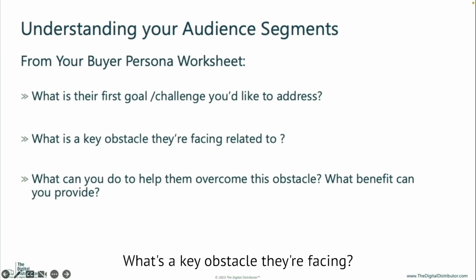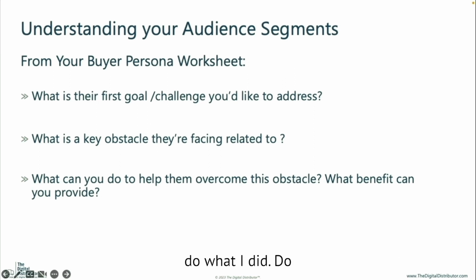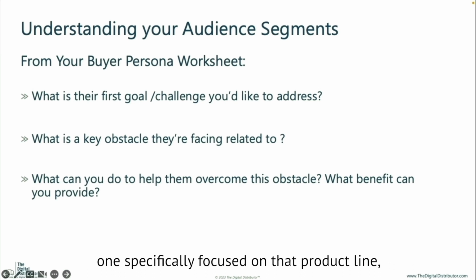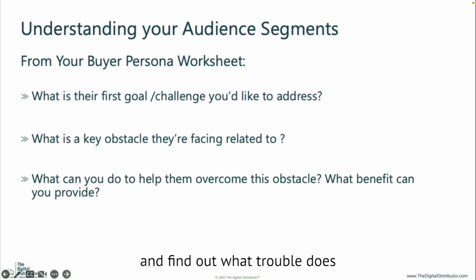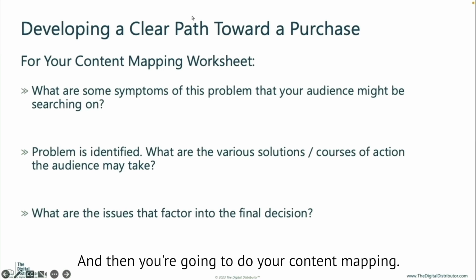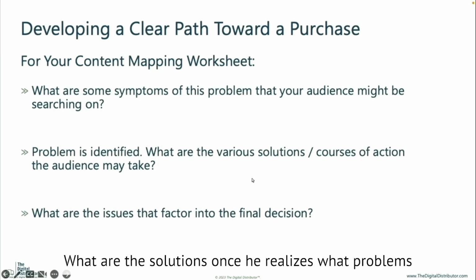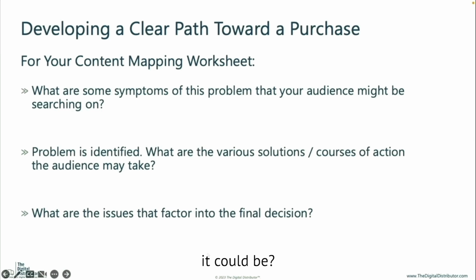What's a key obstacle they're facing? And if you can't get it from the buyer persona worksheet, do what I did. Do one specifically focused on that product line and find out what trouble this buyer has with this product line. And then you're going to do your content mapping. You're going to develop a clear path towards the purchase. What are the symptoms of the problems that this buyer persona has? What are the solutions once he realizes what problems it could be? And then what are the issues that factor into the final decision?